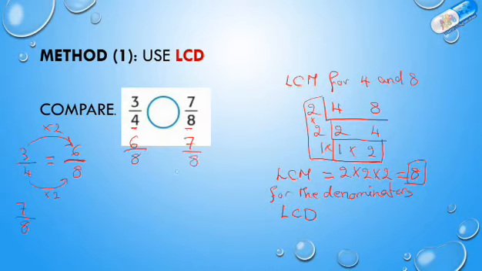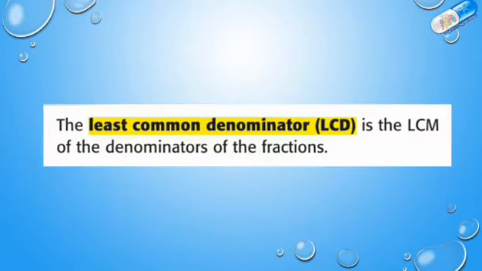Now look at both fractions. Now they have the same common denominator, which is 8. Again, we have two fractions with like denominators, so we can just compare the numerators. So this one is greater, which is 7 over 8 is greater in the original problem. So the least common denominator, LCD, is the LCM of the denominators of the fractions.